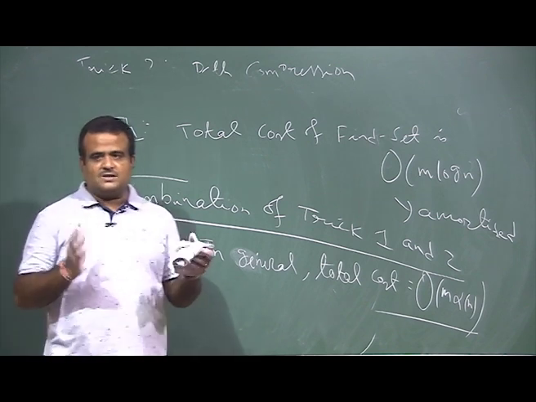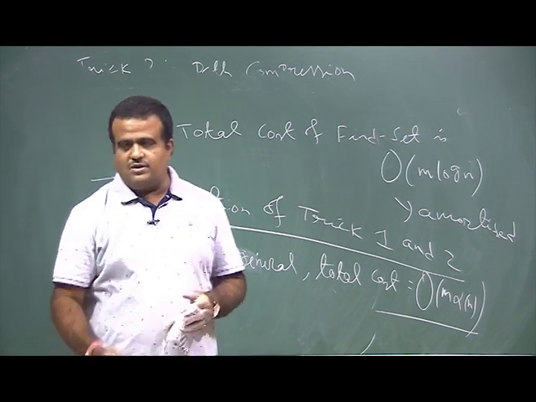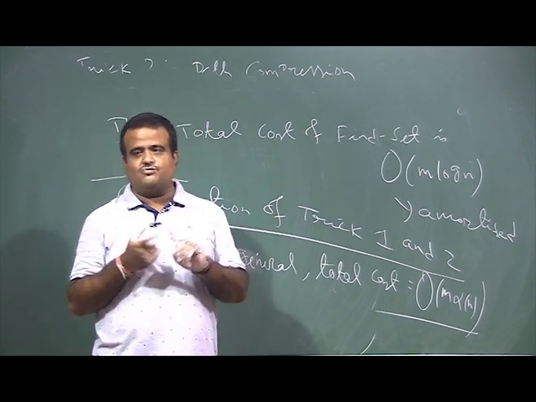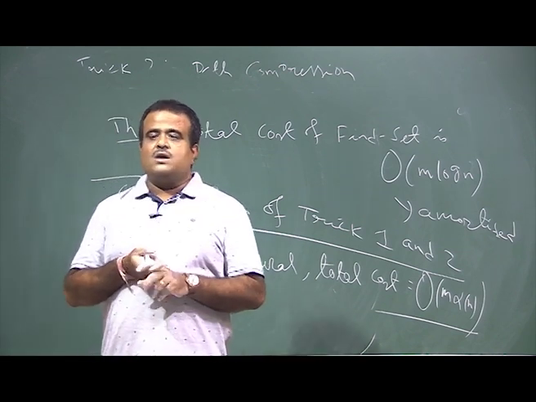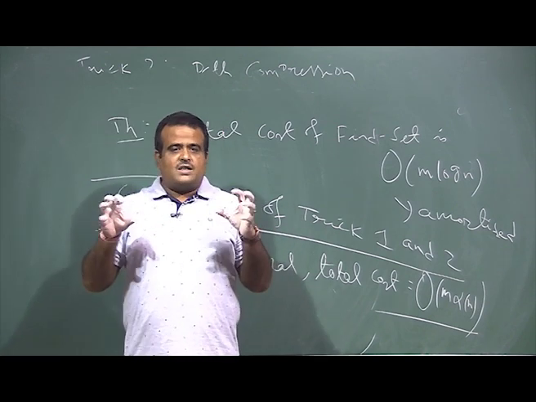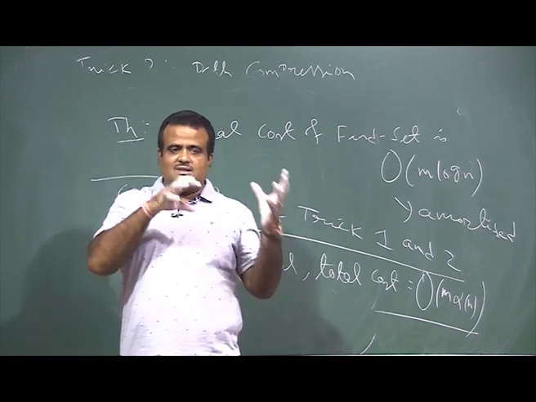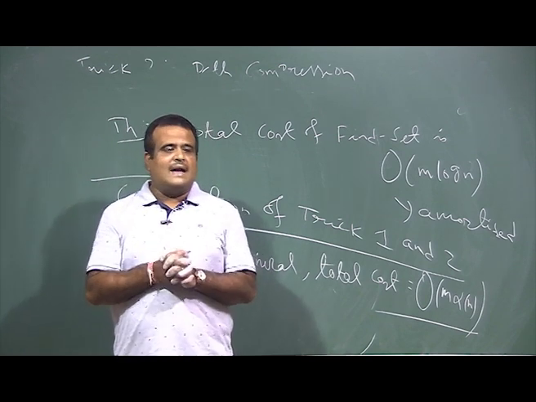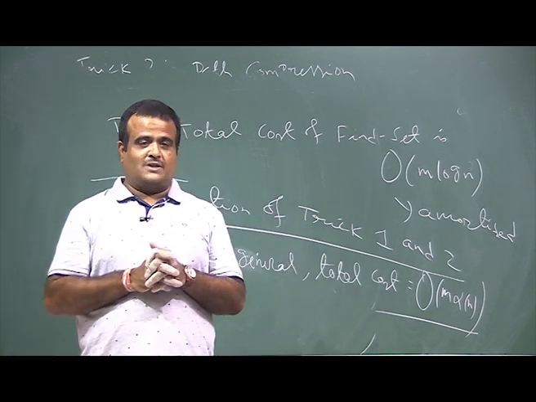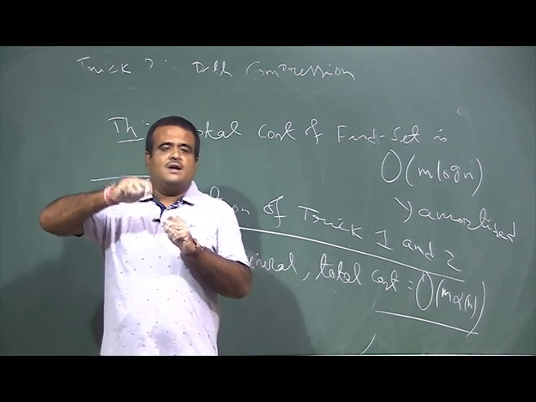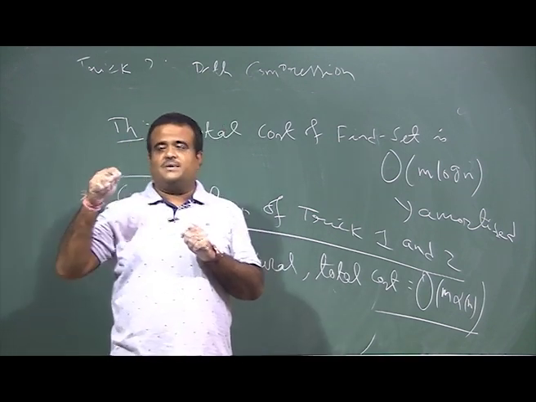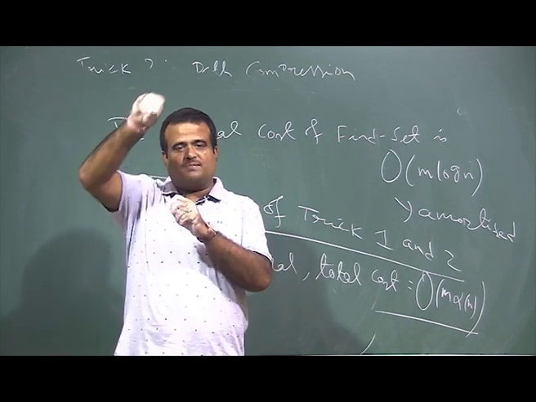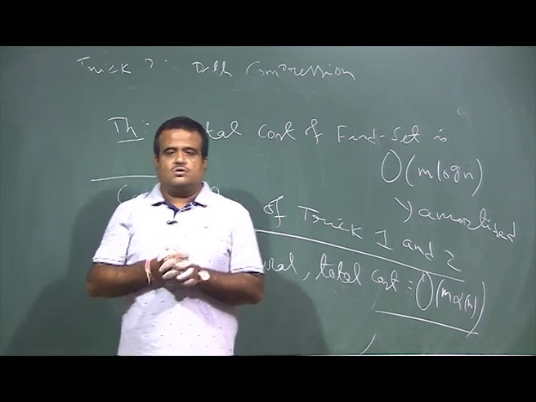Okay. So, this is the amortized analysis we did for our data structure augmentation, and we applied the two tricks. One is to merge the smaller set with the larger, and the second one is path compression, where we change the representative element of each node on the path to the root. Thank you.